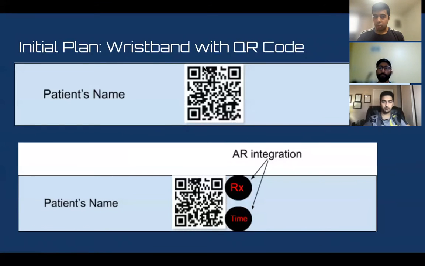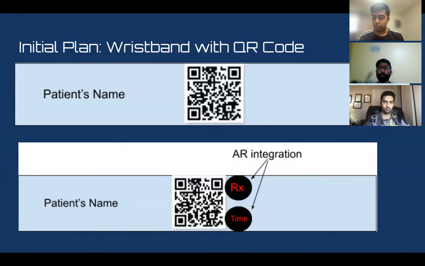So what we thought was we can make a wristband that would have the QR code on it, and it would have very small details that would be relevant, like the patient's name. But most of the information would be stored on a QR code.